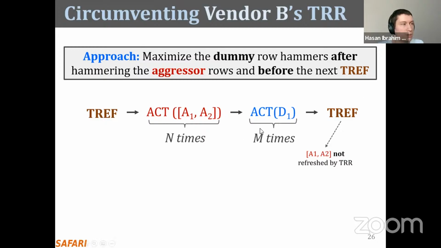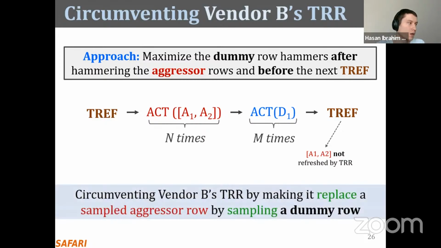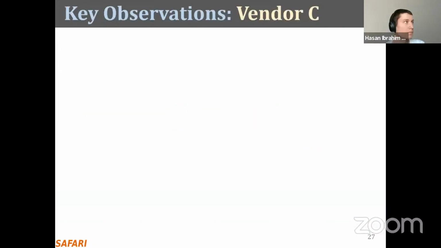Here, the total activation budget between two TRFs is limited because the time is limited, right? The memory controller will issue refreshes at fixed time intervals. Okay, and circumventing vendor B's TRR by making it replace a sampled aggressor row by sampling a dummy row. So this is the access pattern that we use to circumvent the TRR mechanism.